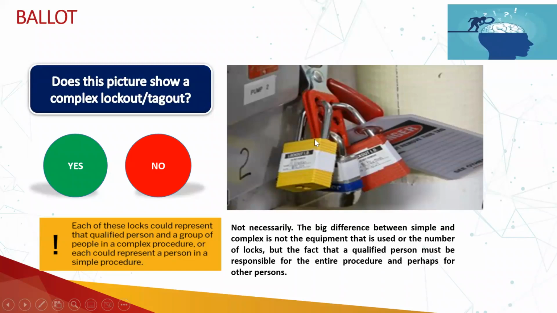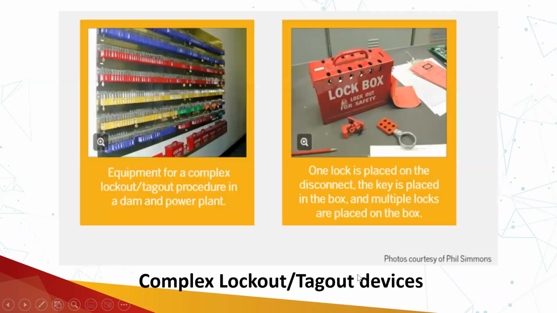So it could be simple lockout and tagout, or it could be complex if there is more than one energy source. The big difference between simple and complex is not the equipment that is used or the number of locks, but the fact that a qualified person must be responsible for the entire procedure and perhaps for the other persons. So these are the different things which we can use for the complex lockout and tagout devices, if we want to implement those in our system.